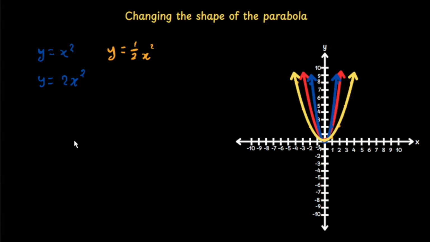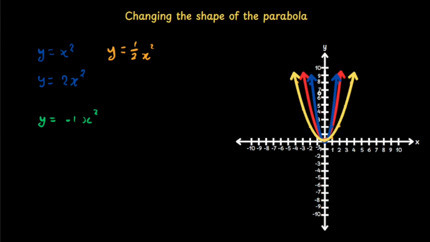Now, the next significant manipulation that I want to discuss with you guys is when I multiply the natural parabola by a negative integer. So what I'm going to do right now is I'm going to plot the function of y is equal to negative 1x squared, right? This can also be written as y is equal to negative x squared. It's the exact same thing, okay?